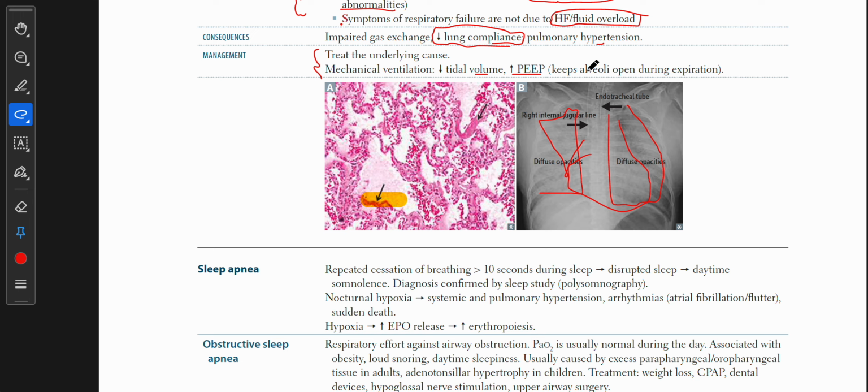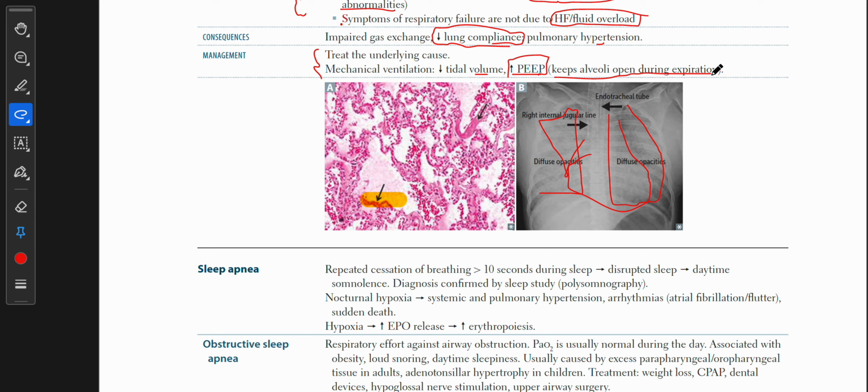Now we will go to sleep apnea, or obstructive sleep apnea. It is the repeated cessation of breathing, right? So I will tell you something about PEEP. PEEP is actually positive end-expiratory pressure, and it is a pressure applied by the ventilator at the end of each breath to ensure that alveoli are not so prone to collapse. So it usually keeps alveoli open during expiration. That is PEEP. So we should increase PEEP, right?